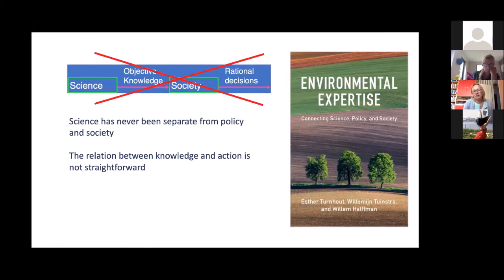And another reason why the model doesn't work is that science is not separate from policy and society. It has historically been informed by societal and political priorities. So I show here the book that we've done for teaching purposes. I'm going to draw a couple of arguments from that book, which could be seen as a resource of science and technology studies insights for knowledge-action relations.